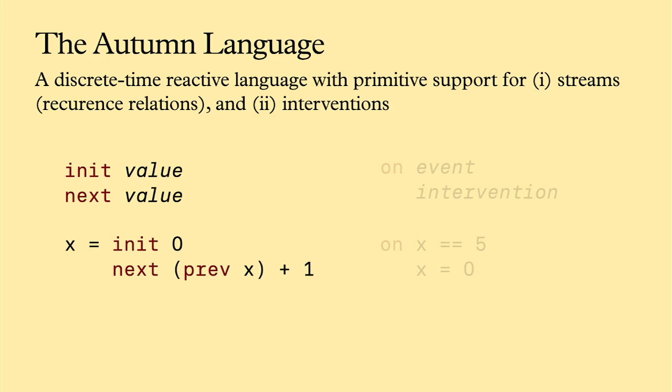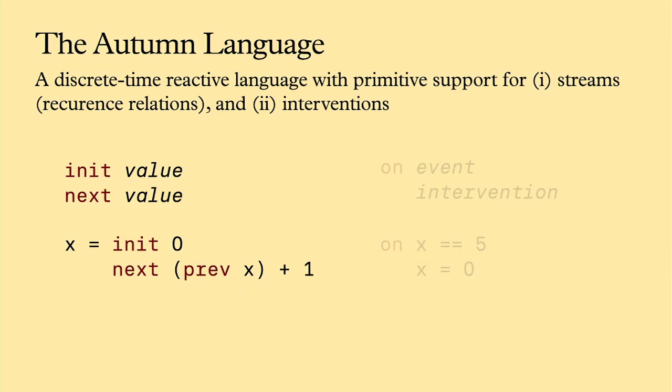There are two key programming constructs that we've introduced into Autumn. The first is for defining what we call streams, or you can think of them as recurrence relations. If you think back to your math classes, when you write some system of equations where you define the state at time t, and then you define the state at time t plus 1. In particular, you can look back into the previous time to define the following states.